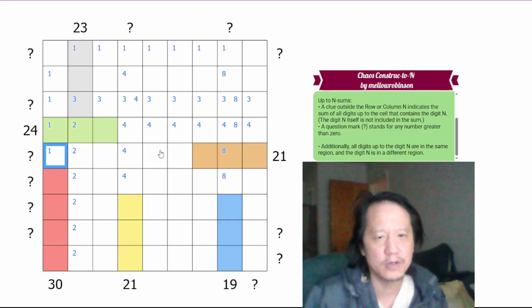5 cannot be here, and it can't be one of these 3, so 5 has to be one of these. 6 could be any of these. 7 could be any of these. 8 cannot be here. Can't be here. Can't be here, so 8 has to be one of these sets. And 9 can't be here.